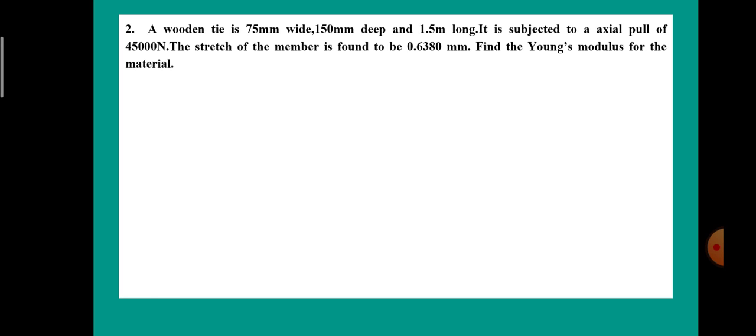So basically here they have given a wooden object having a length of 1.5 meter, width as 75 mm, and depth as 150 mm. They have also given that the wooden object is subjected to an axial pull. Pull means here it is subjected to a tensile force. So it is subjected to a tensile force of 45 kilonewton or 45,000 Newton.